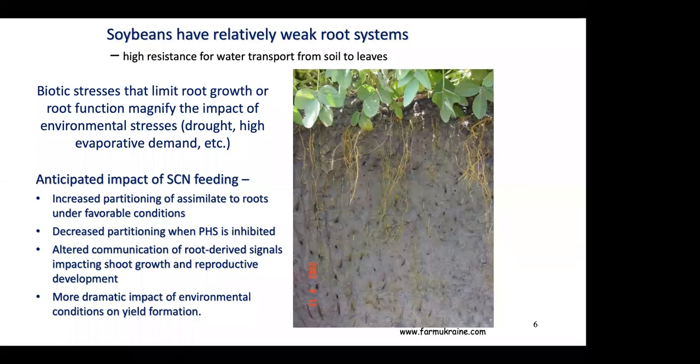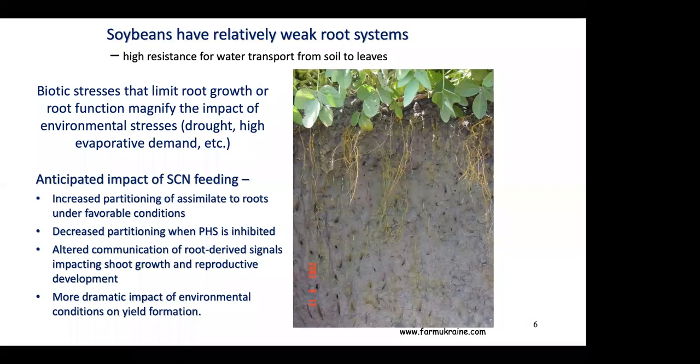So when water becomes limiting, if soybean cyst is around and has chewed on the roots or is sapping off the roots, then the environment looks all the more stressful to the plant. So it's not that hard to think about what this organism is doing when you recognize the fact that it's infecting a part of the plant that isn't very vigorous in the first place. So what happens? In terms of anticipated impact, I just listed 4 things. You can probably think of some more.